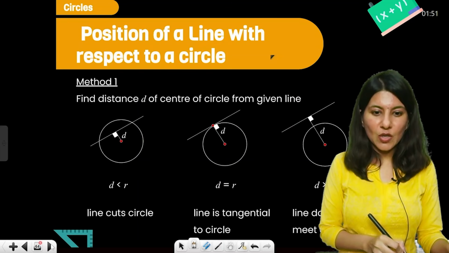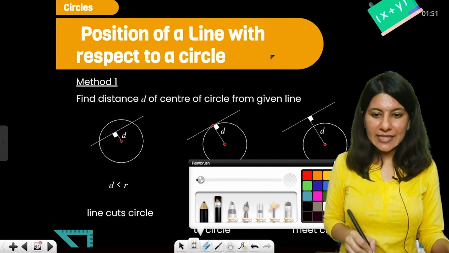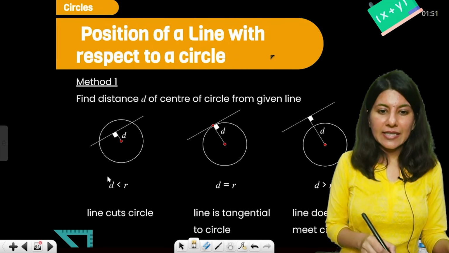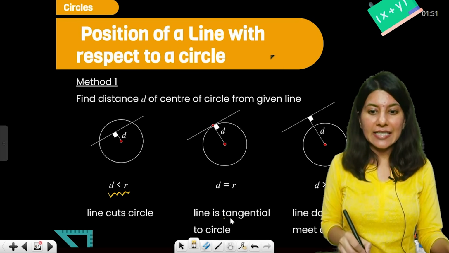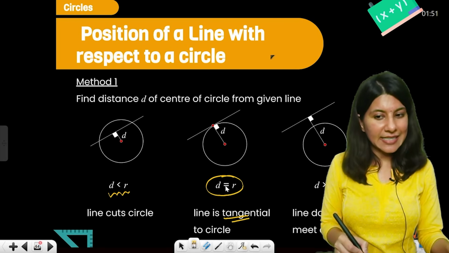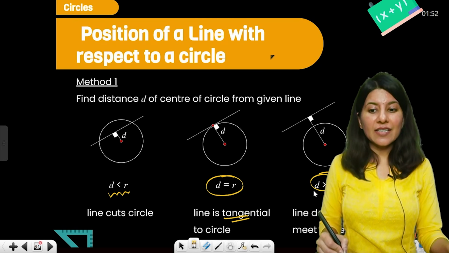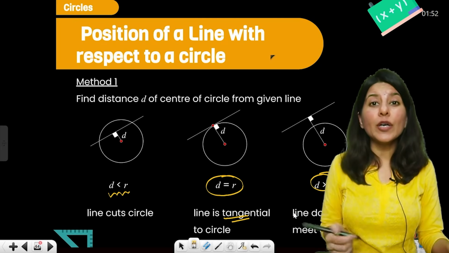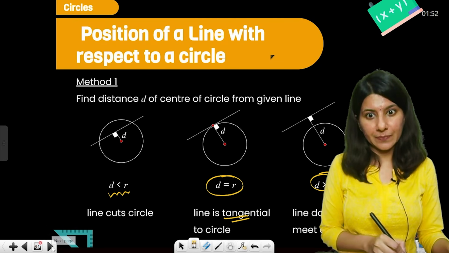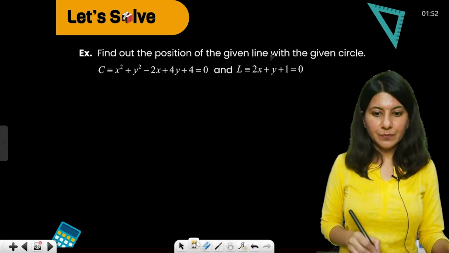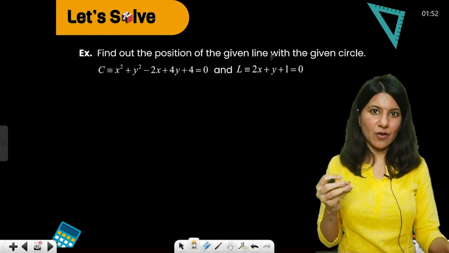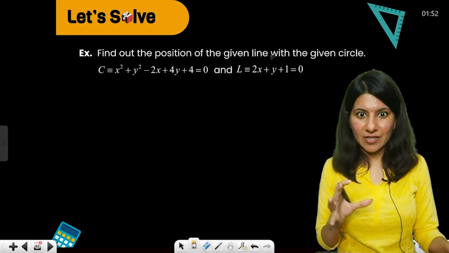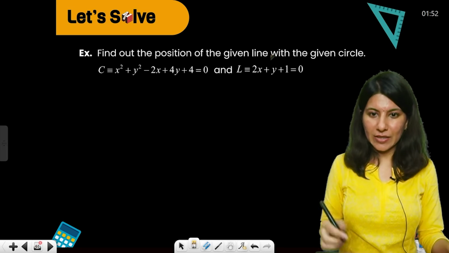All right. So yes, you can see the diagrams over here. In this case, your perpendicular distance is less than R because the line cuts the circle. When the line is tangential to the circle, D is equal to R. And when D is greater than R, then the line does not meet the circle at all. Chalo. So can we just do a little exercise? Can we check the position of the given line with the given circle? Let's try it once.